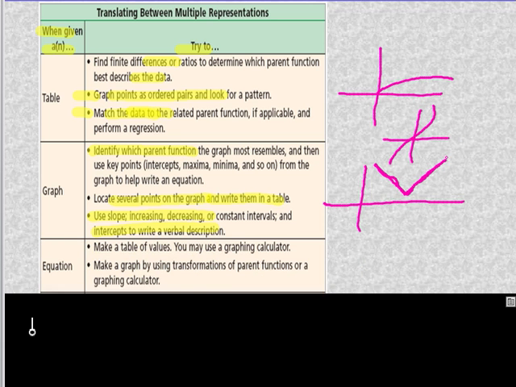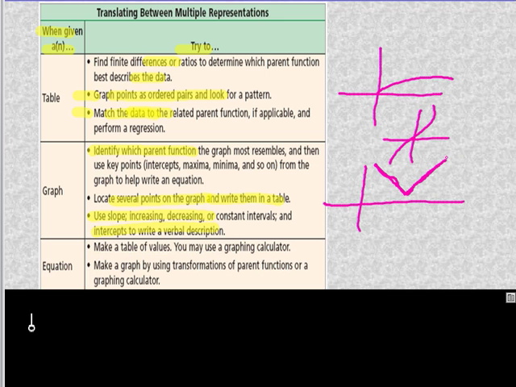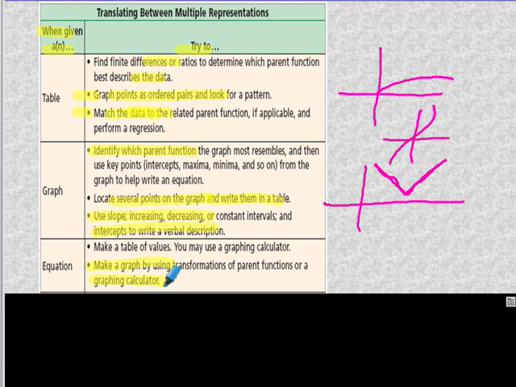All right, equation. We can make a table of values from an equation. We could use a graphing calculator then to graph the table values or the equation, or we can make a graph by using transformations of parent functions. So if we know that it's x minus 2 squared, let's say this is a quadratic that has been shifted right 2. So we know what our transformation rules look like.